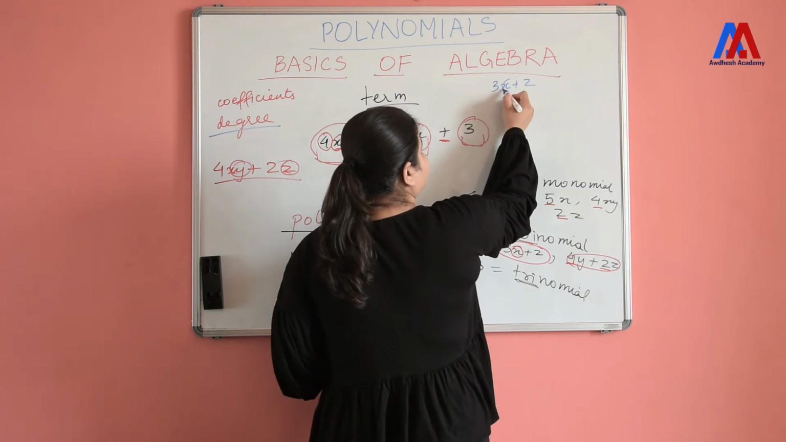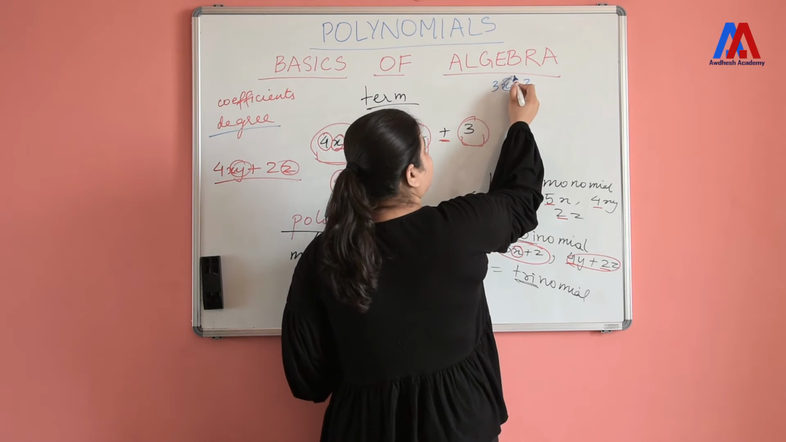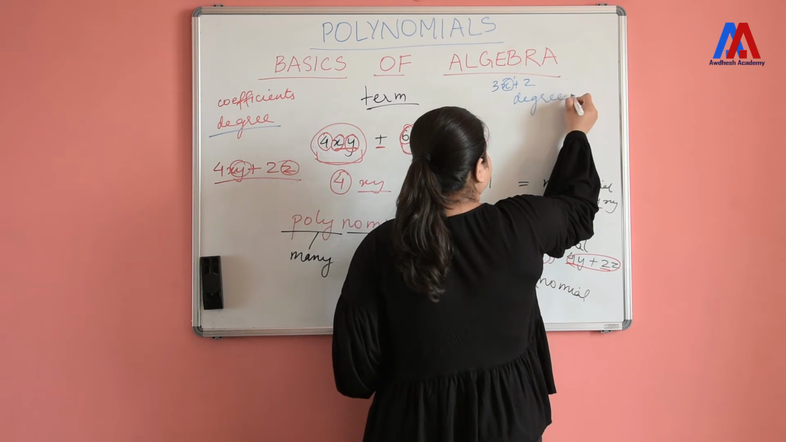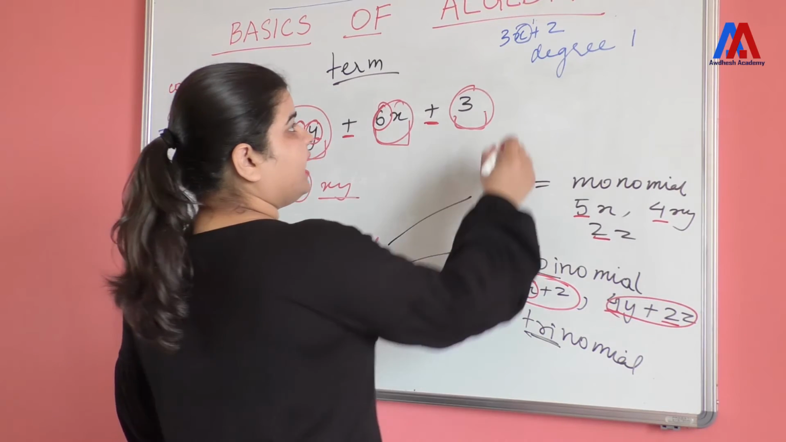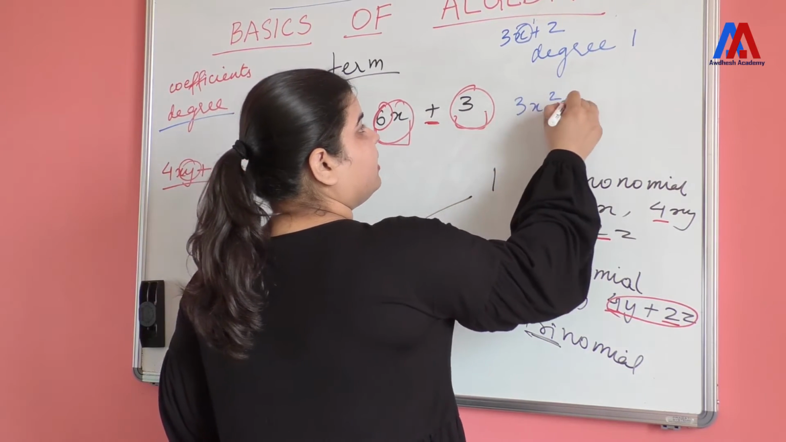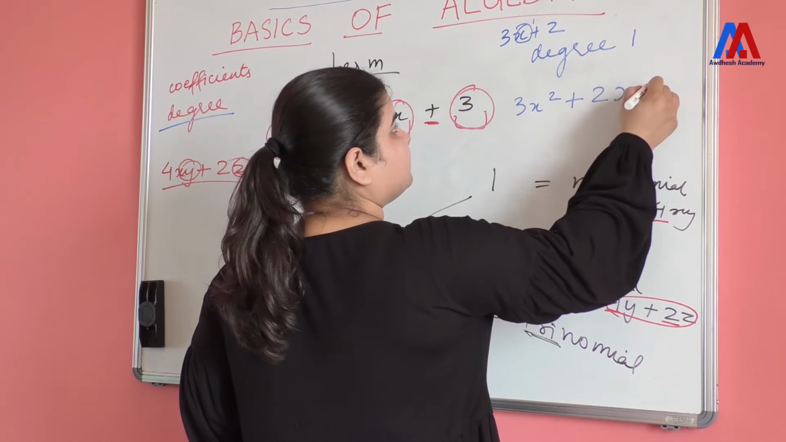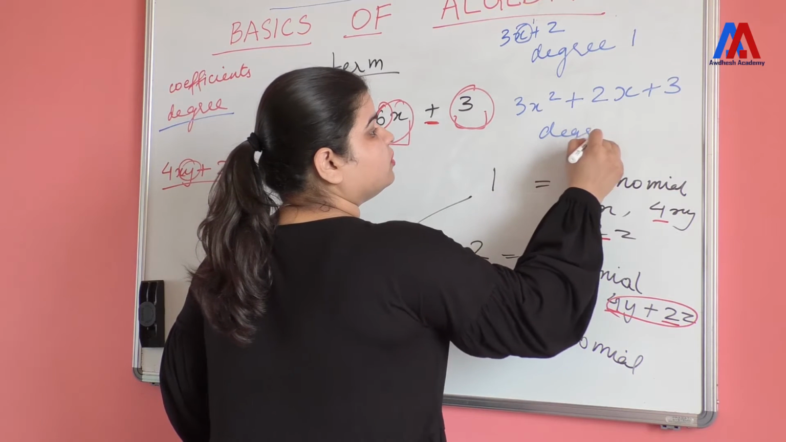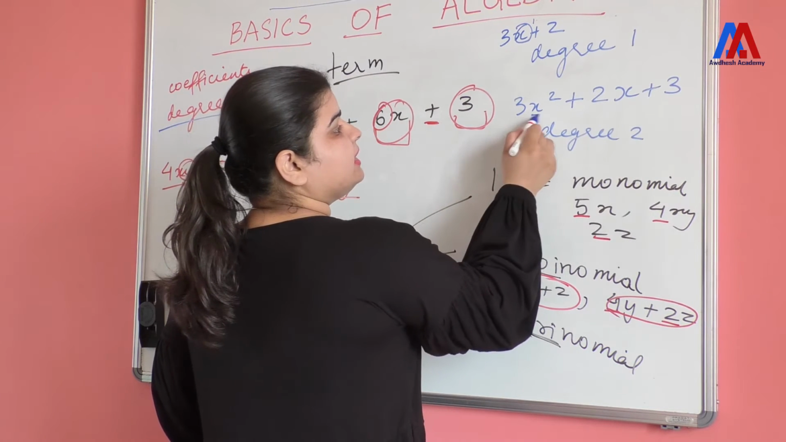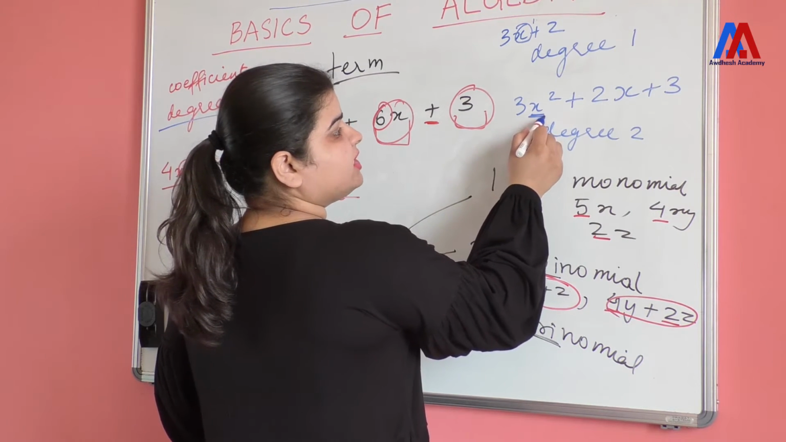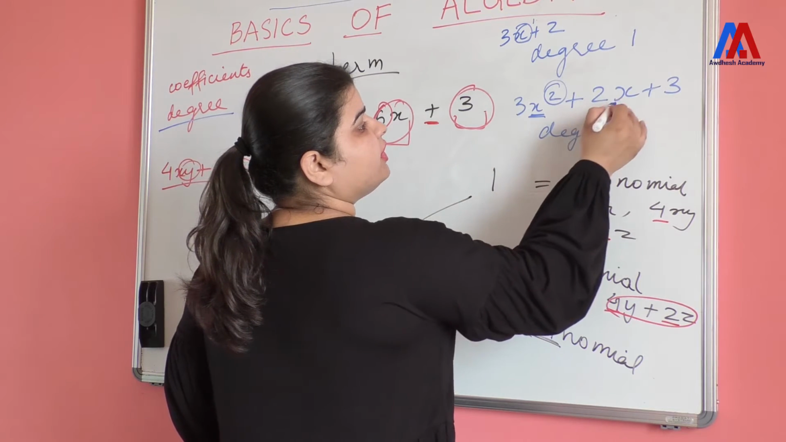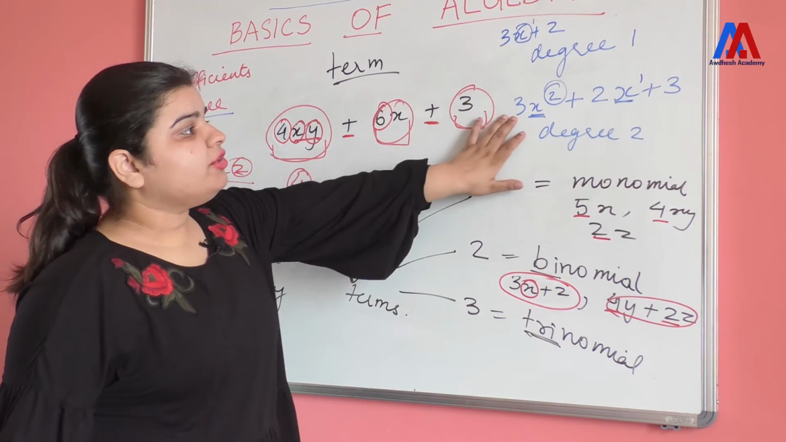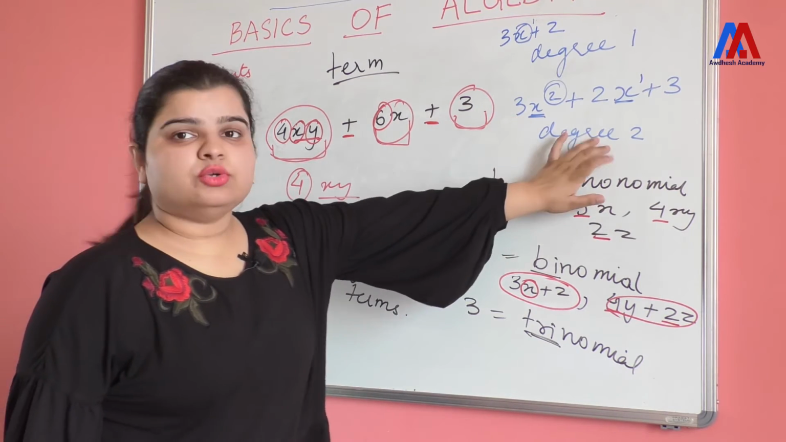This has one variable and the power is 1. So the degree becomes 1. If we have 3x² + 2x + 3, this would be degree 2, since the highest power of x here is 2. Here we have x's power as 1. So the degree of this polynomial will be 2.